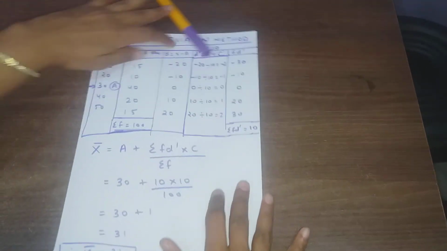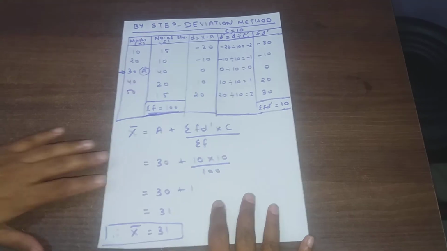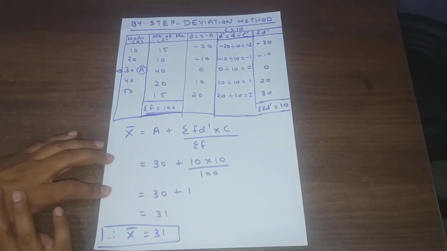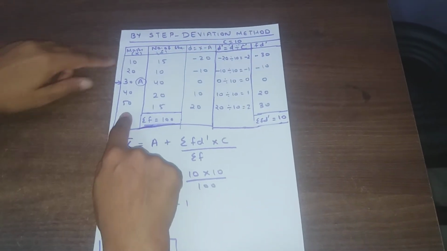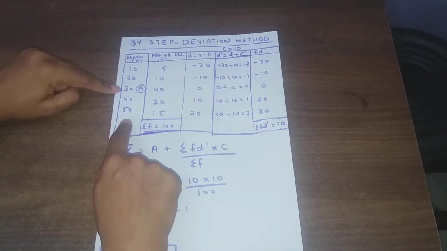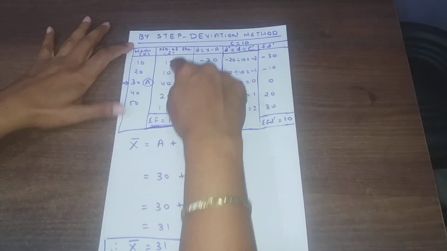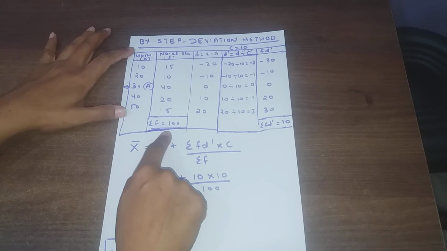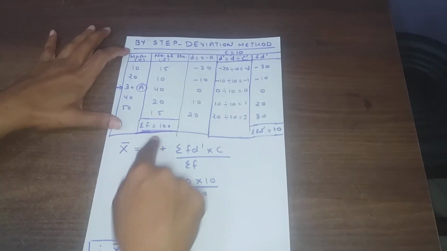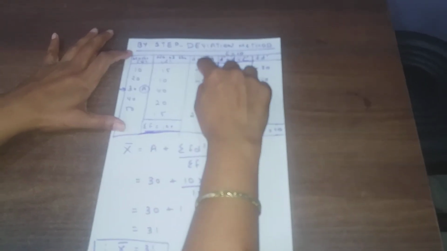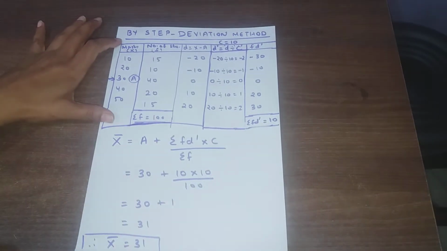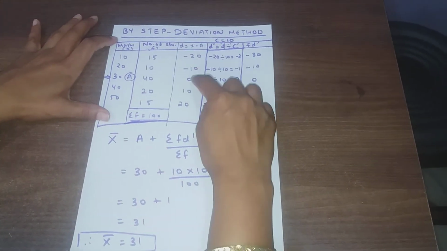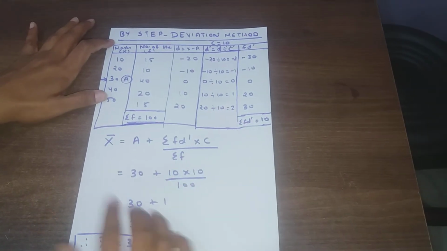By step deviation method, you require 5 columns. First column comprising of x again with assumed mean 30. Second column comprising of f, we need its summation. D, like you have found out, x minus a previously: minus 20, minus 10, 0, 10 and 20, like it was there in the previous method.